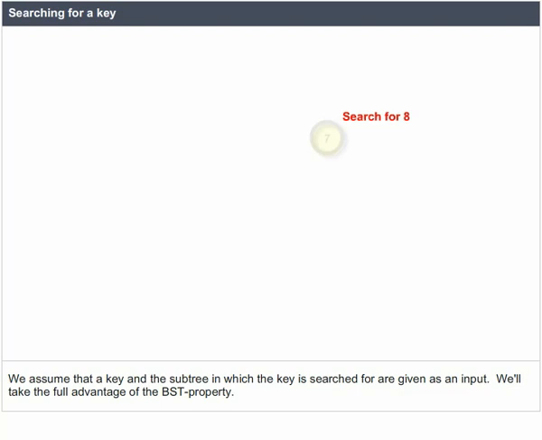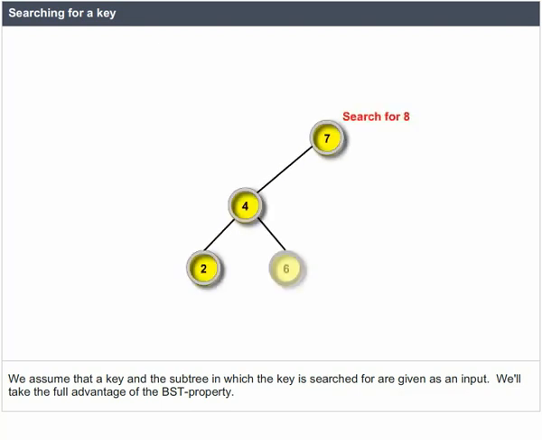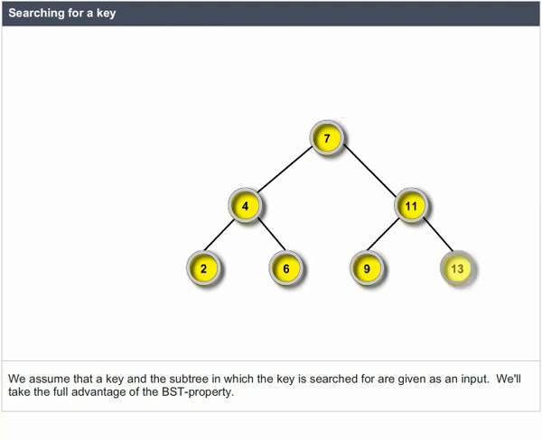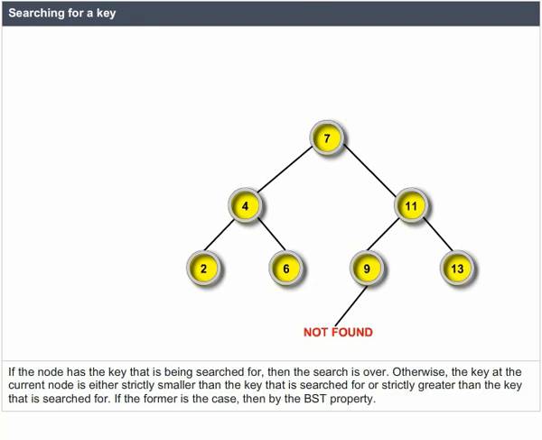Searching for a key. We assume that a key and the subtree in which the key is searched for are given as an input. We'll take full advantage of the BST property. If the node has the key that is being searched for, then the search is over. Otherwise, the key at the current node is either strictly smaller than the key that is searched for or strictly greater than the key that is searched for.